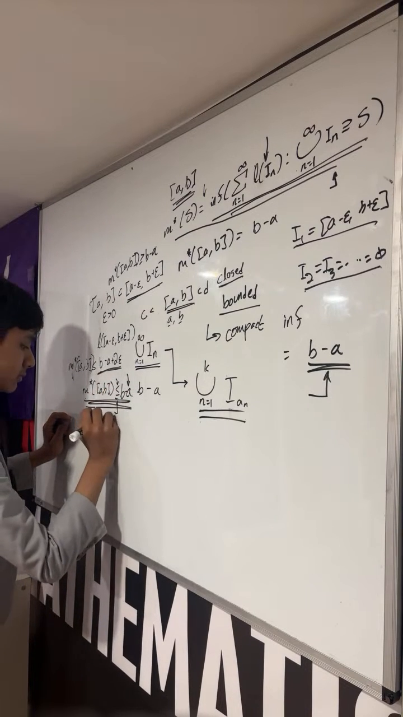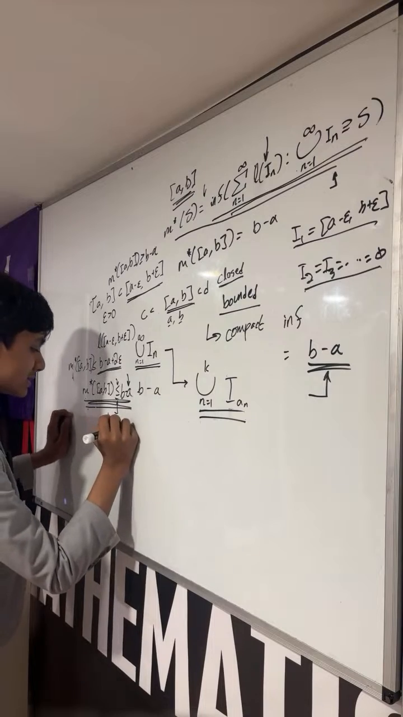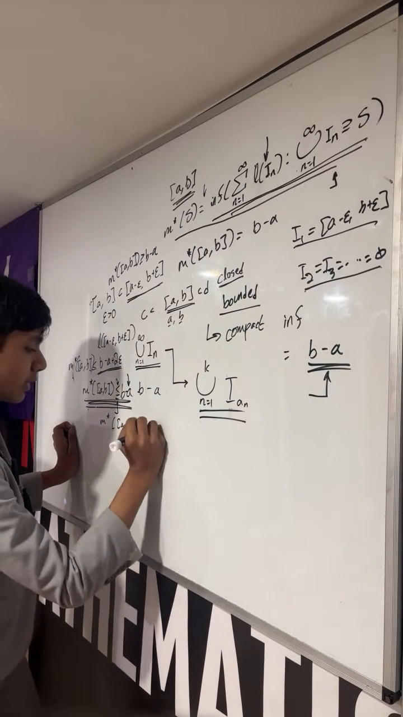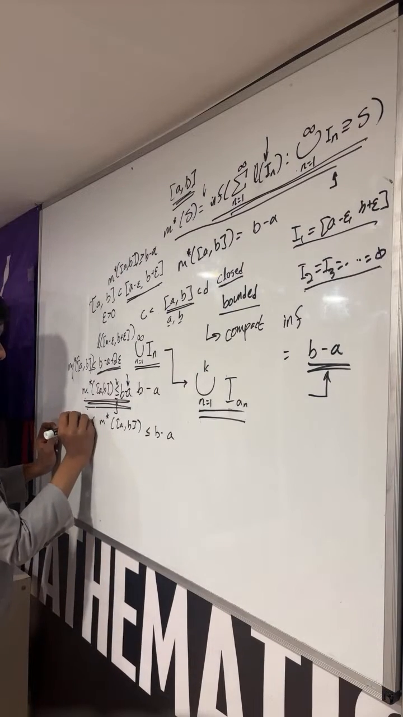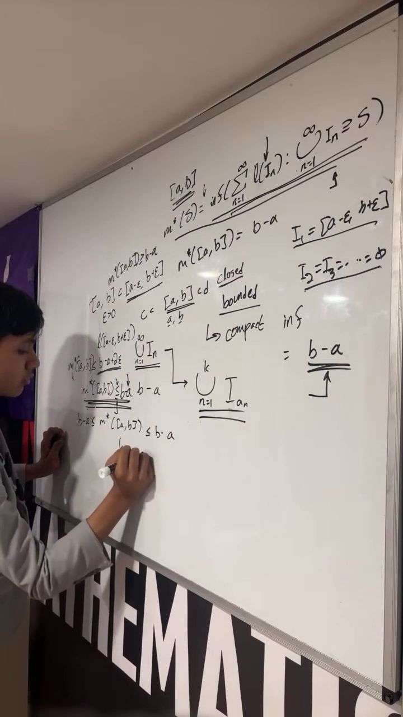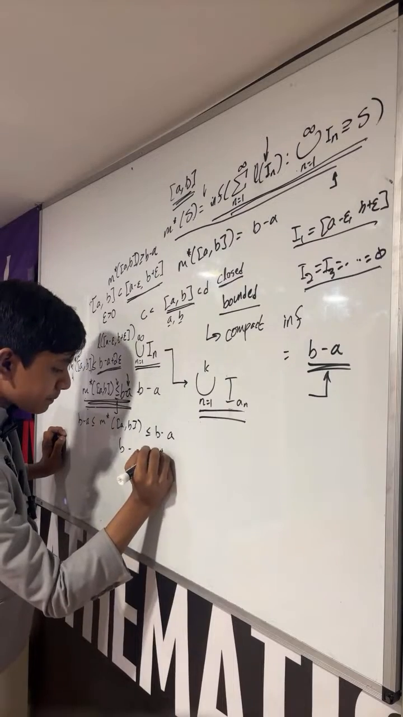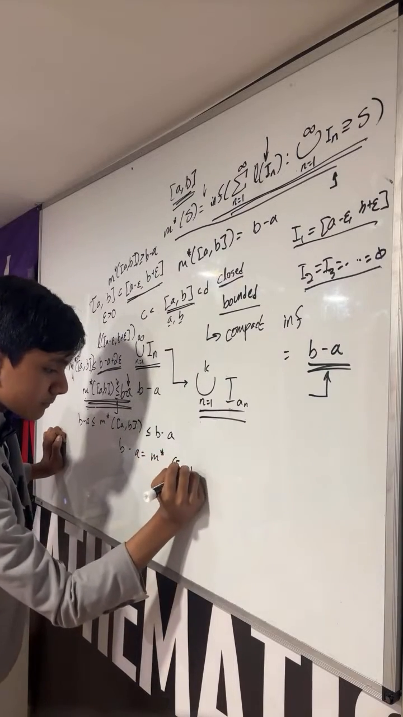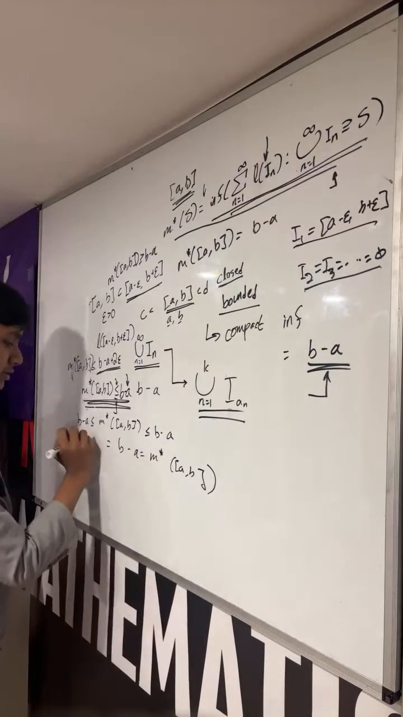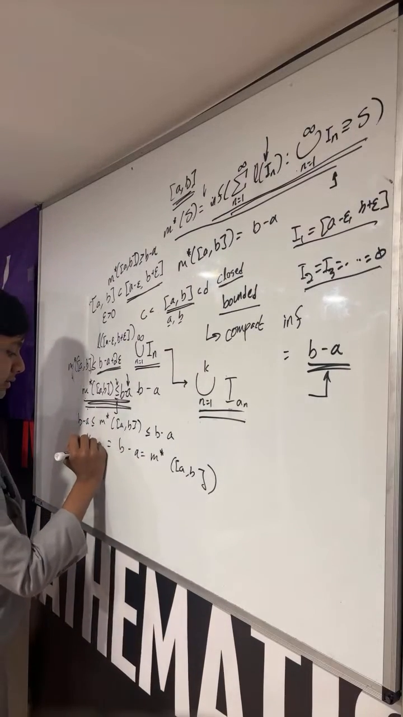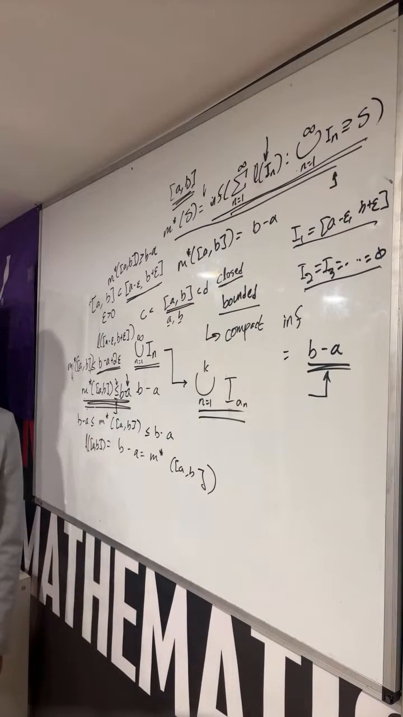Okay, so the Lebesgue measure is less than or equal to b minus a, but it's also greater than or equal to b minus a, which implies that it has to be equal to b minus a. Hence, it's equivalent to the length for ordinary intervals.